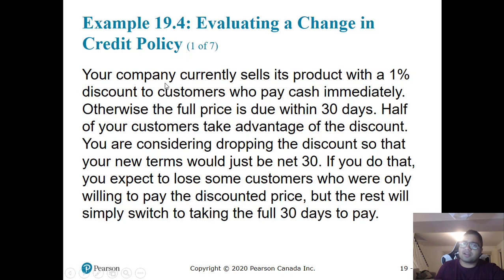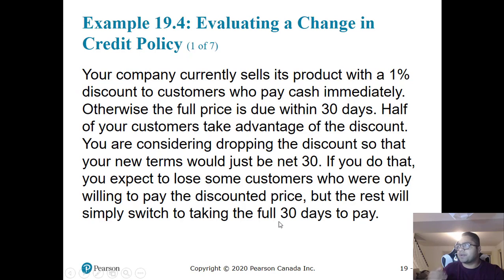So your company currently sells its product with a 1% discount to consumers who pay cash immediately. Otherwise, the full price is due within 30 days. Half of your customers take advantage of this discount. You're wondering about dropping the discount so that the new terms would be net 30. So you're getting rid of that discount so that everyone buys on credit and they pay in 30 days. You do not expect to lose some customers who were only willing to pay the discounted price, but the rest will simply switch to taking credit.